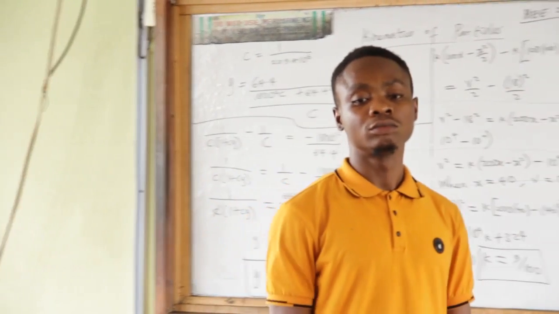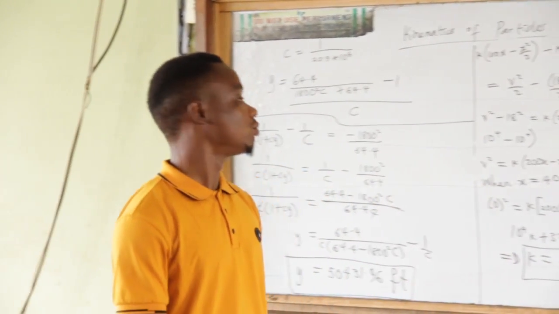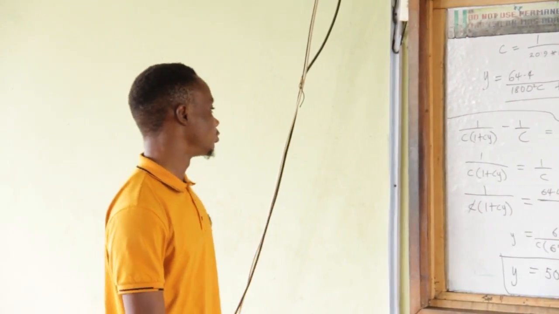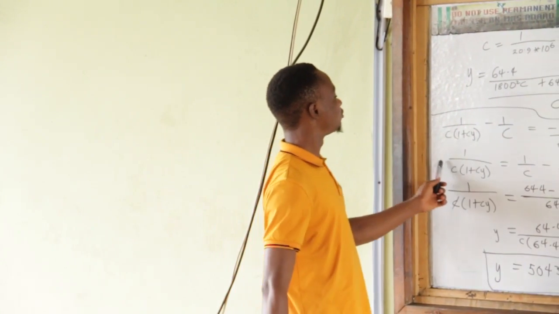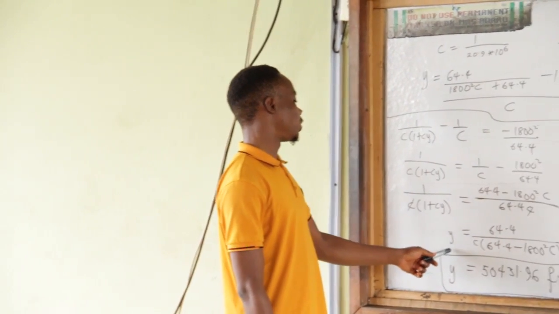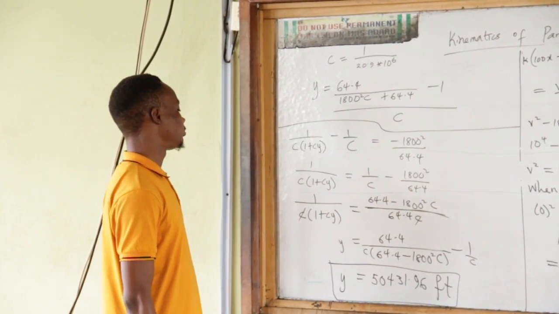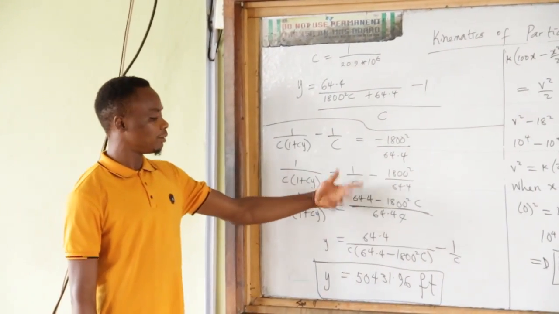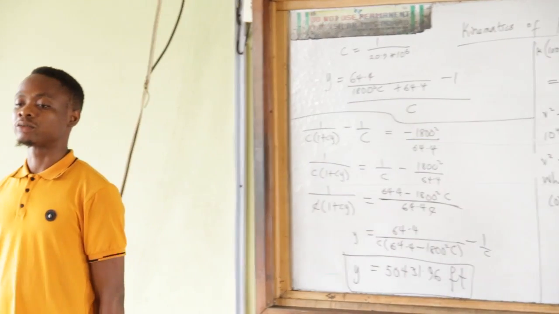Is this clear? Any issue, any problem? Can I move on? Sorry, sir, how did you move from the third line? This one? Yeah. Invert it now. Invert both of them. Can we move on?